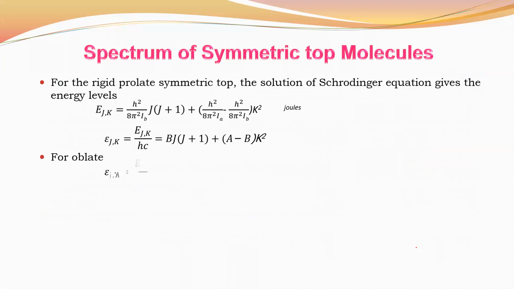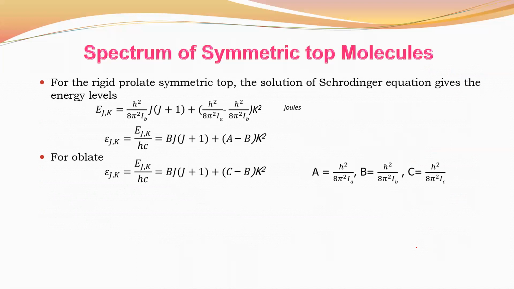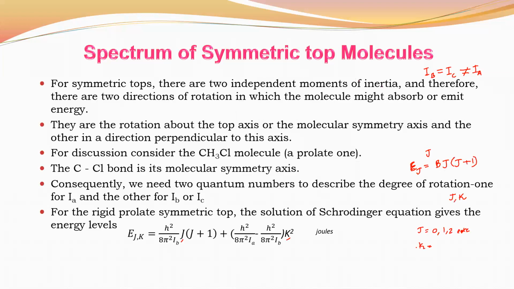And the value of K changes as 0, plus or minus 1, plus or minus 2, etc., up to plus or minus J, or we can write it as starting from minus J and ending at plus J. So the first one is minus J, the second is minus J plus 1, then minus J plus 2, etc. Then the last one must be equal to plus J.